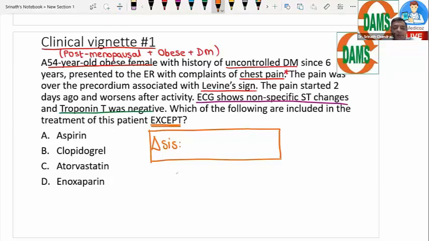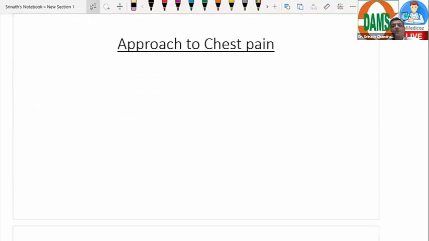A 54-year-old obese female, uncontrolled DM for 6 years, presented to the ER with complaints of chest pain. Right. So till you all type, let me discuss the approach to chest pain. How common is chest pain? As we discussed in the class, chest pain is the number 3 symptom in the emergency room.